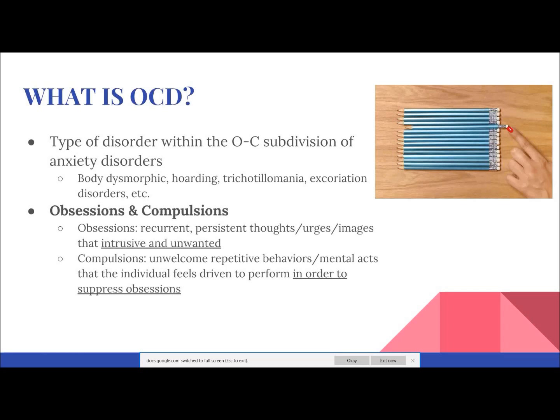So the two main components of OCD are obviously in its name: obsessions and compulsions. Obsessions consist of recurrent persistent thoughts, urges, and images that are very intrusive and unwanted and move them to have to participate in compulsions, which are identified as unwelcome, unwanted, repetitive behaviors, or mental behaviors even, that the individual feels they have to perform in order to avoid, prevent, or suppress the obsessions and the resulting consequences that would result if they don't participate in these compulsions.